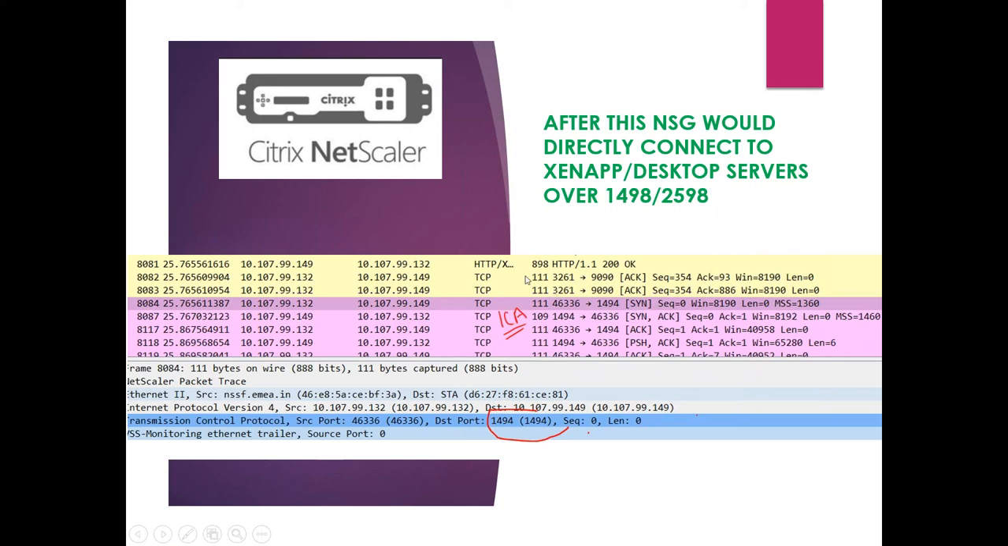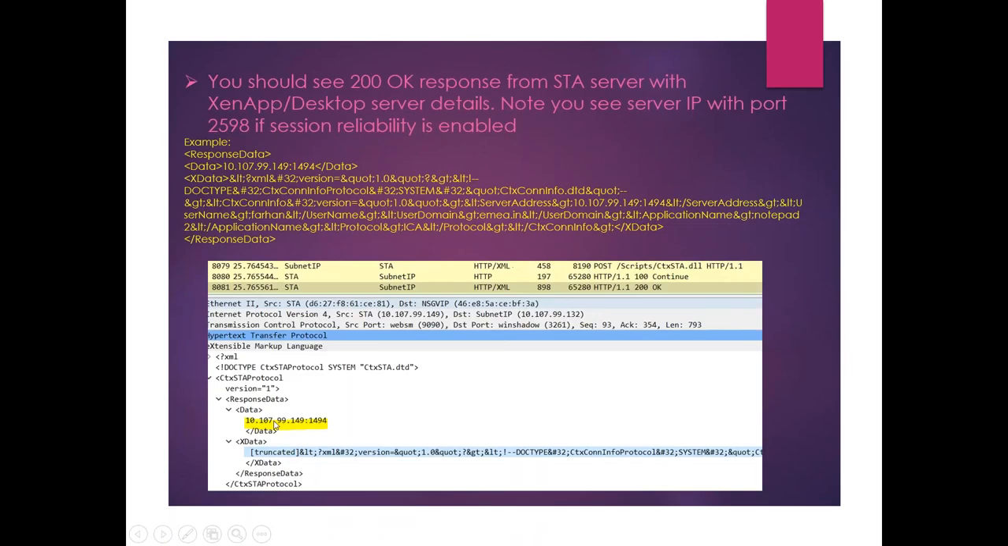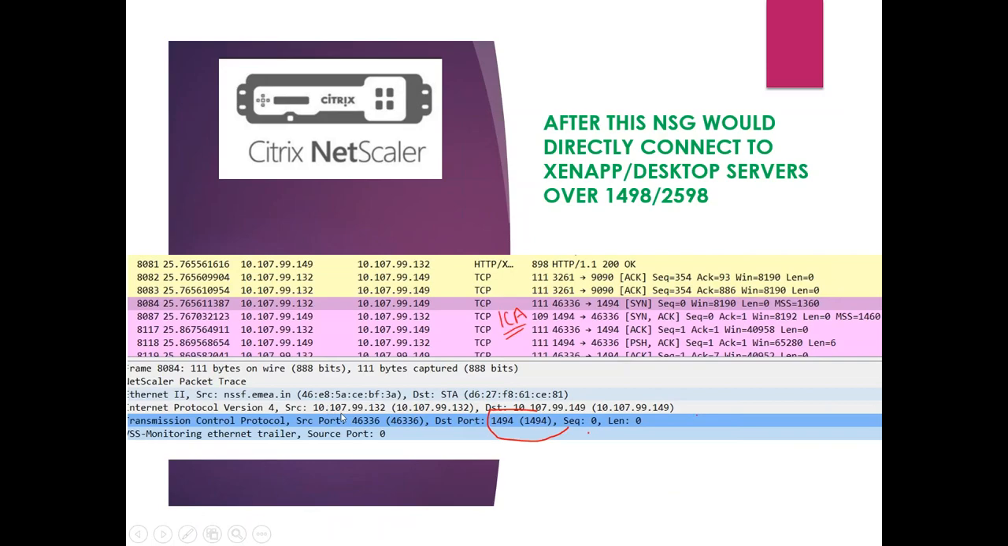So you'll get to know that this port is blocked. And how do you know if there is an STA mismatch? Because in the STA 200 OK, you'll not see this IP. You'll see some message here that it could not find this or something like that. And no ICA connection.